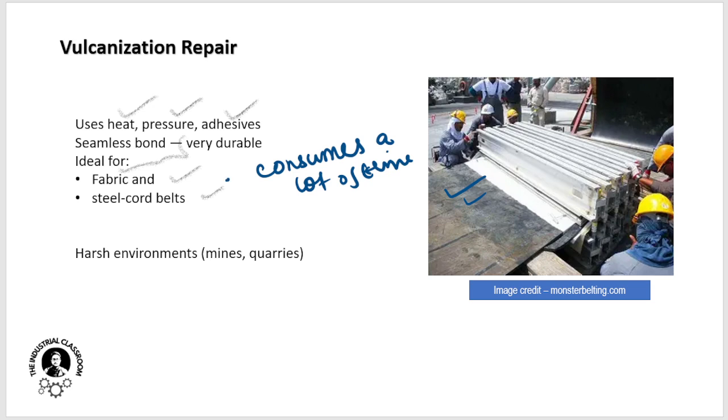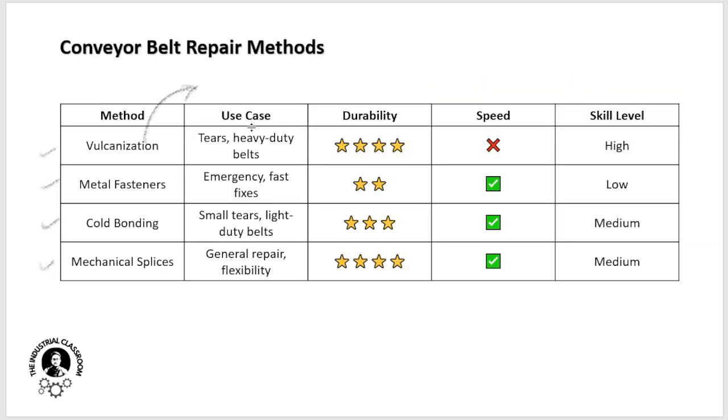And if the belt life is not much and there are repairs, then we generally prefer cold joints or replacing the belt. In harsh environments like mines and quarries, we can do this vulcanization. It is for heavy duty belts. Durability is very high, you can see a 4 star, but its speed is less. It is time consuming, and the skill level required is high.